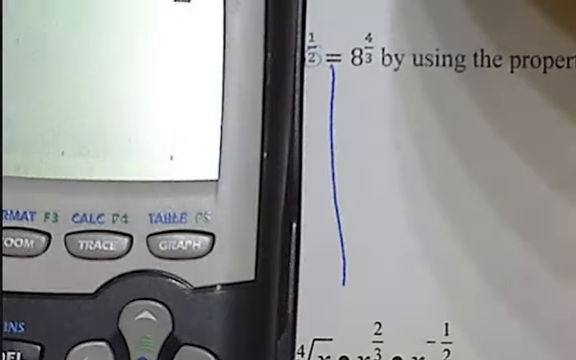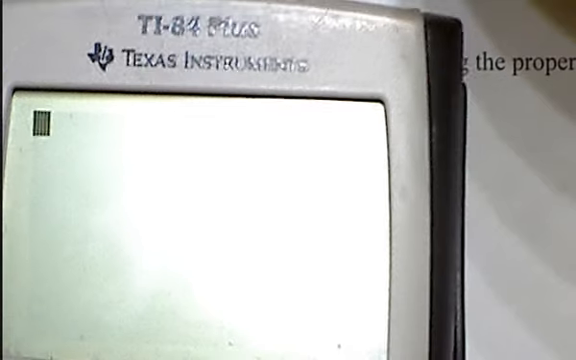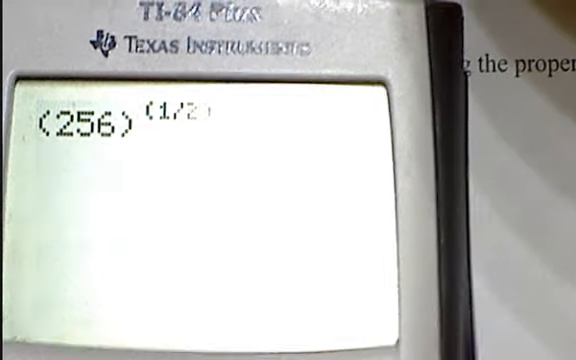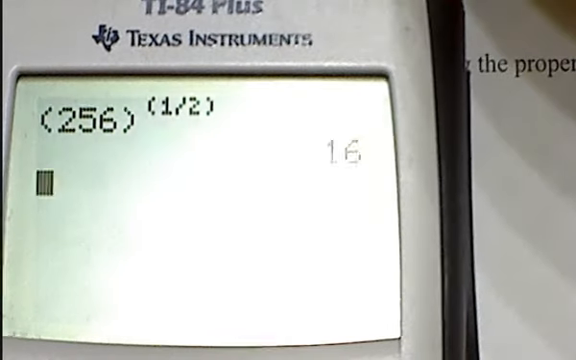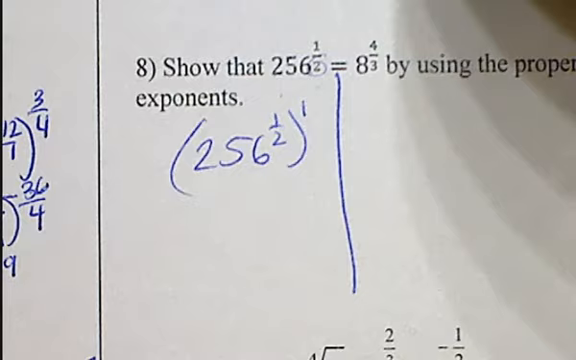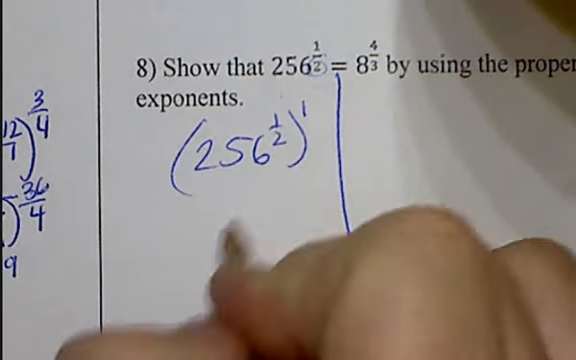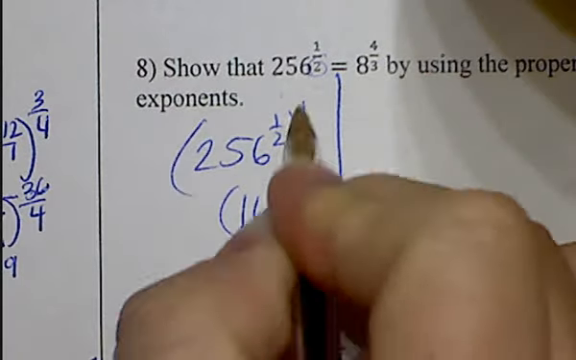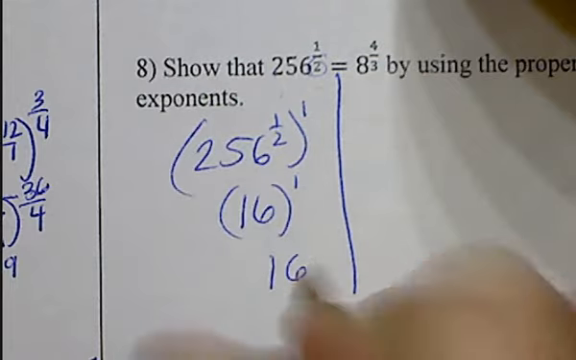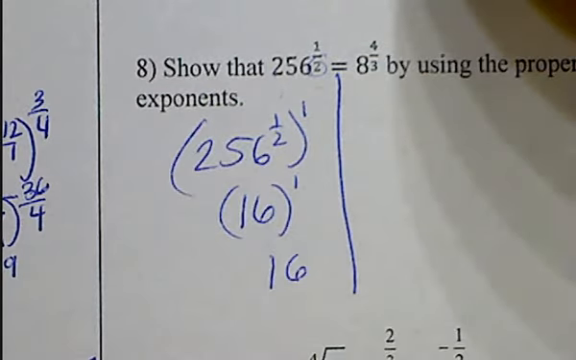Remember, 1/2 really means square root. So if you knew what the square root of 256 is, you'd be in good shape. 256 raised to the 1/2 is an answer of 16. And 16 to the 1st power is simply 16. If you didn't know that, you could also plug it into the calculator.